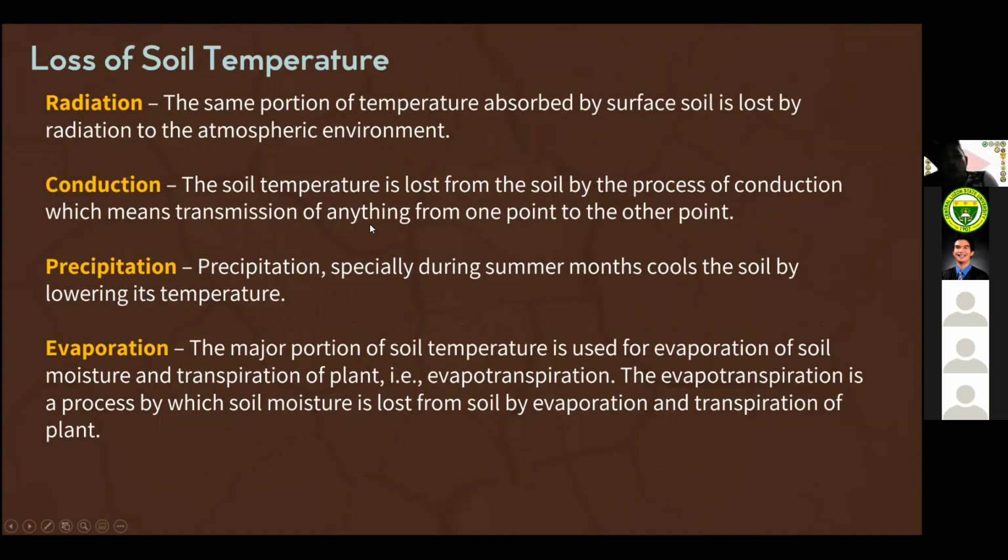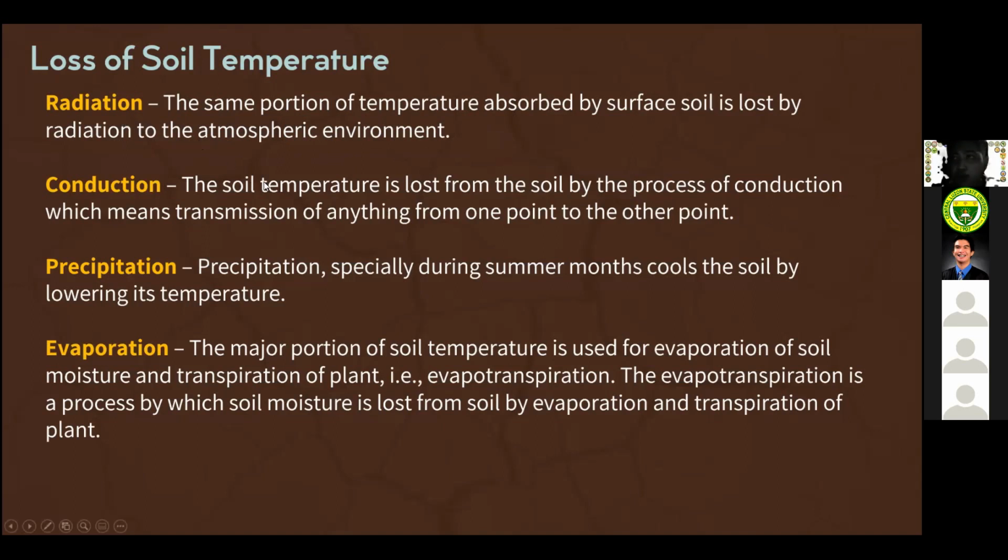So how is the soil temperature lost from the soil? So paano lumalamig yung lupa natin or umiinit? So first is through radiation. The same portion of temperature absorbed by surface soil is lost by radiation to the atmospheric environment. So when we say radiation, the heat of the soil is lost through electromagnetic waves. So yung heat na nare-release niya through electromagnetic waves, that is radiation.